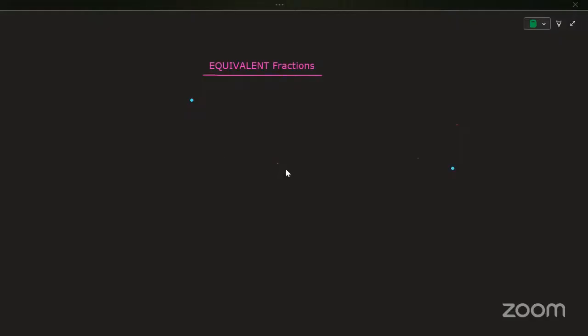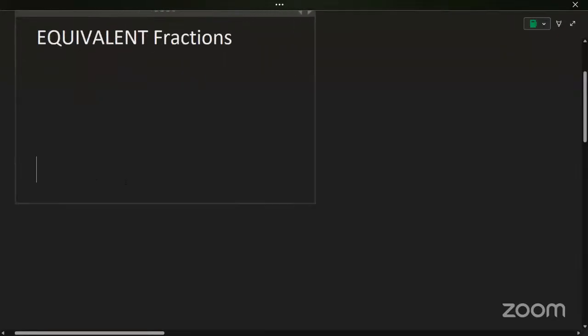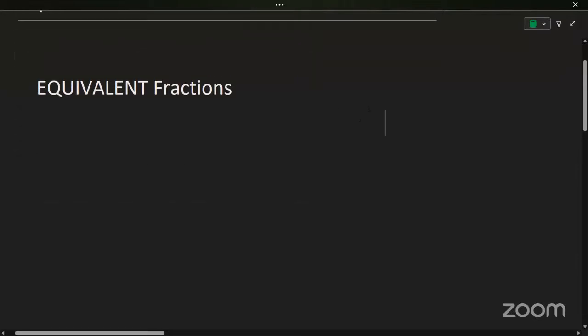Sometimes when I go to the other worksheet, it gives this problem. One second, I will share it again. Yeah, if there is a problem, tell me, we will fix it. Sometimes, not every time it happens. Okay. So, equivalent fractions.